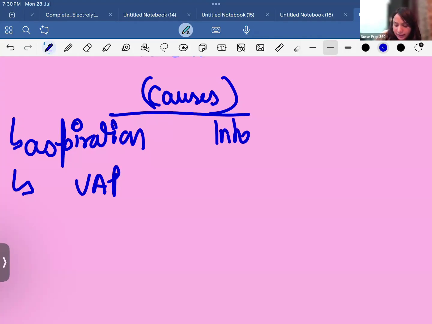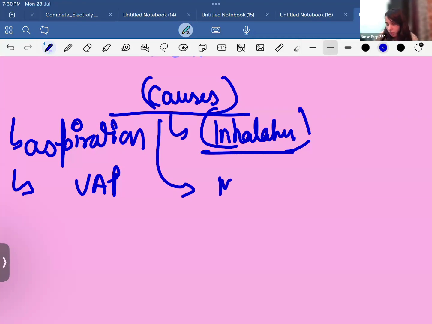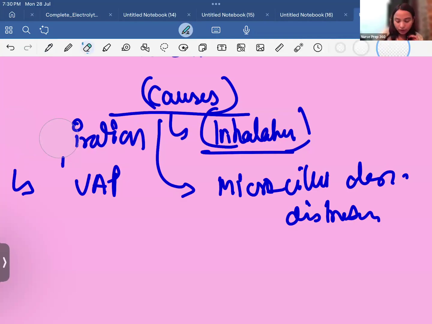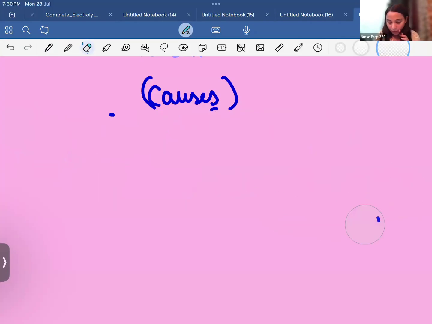Has anyone heard of inhalation pneumonia? Inhalation pneumonia is there. There's another pneumonia which is called microciliary clearance disturbance pneumonia. Is that the allergic one? Sorry? No. Allergic is asthma. Okay, so first of all, let's talk about aspiration pneumonia.